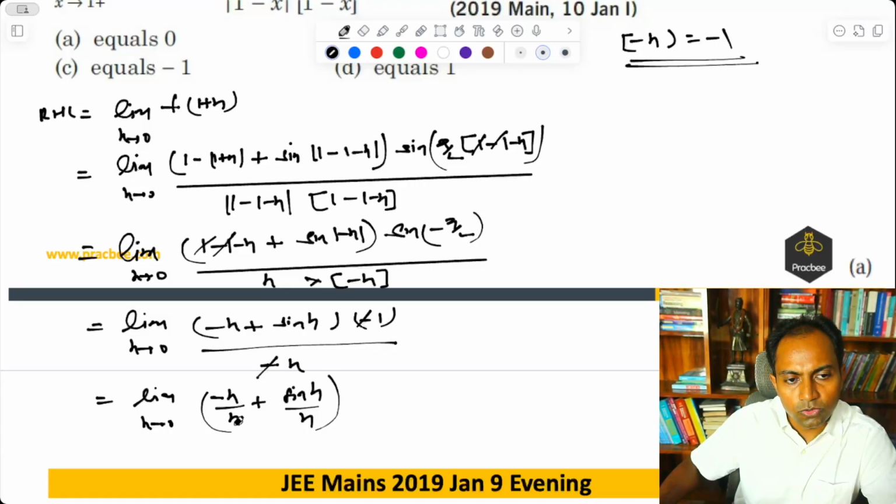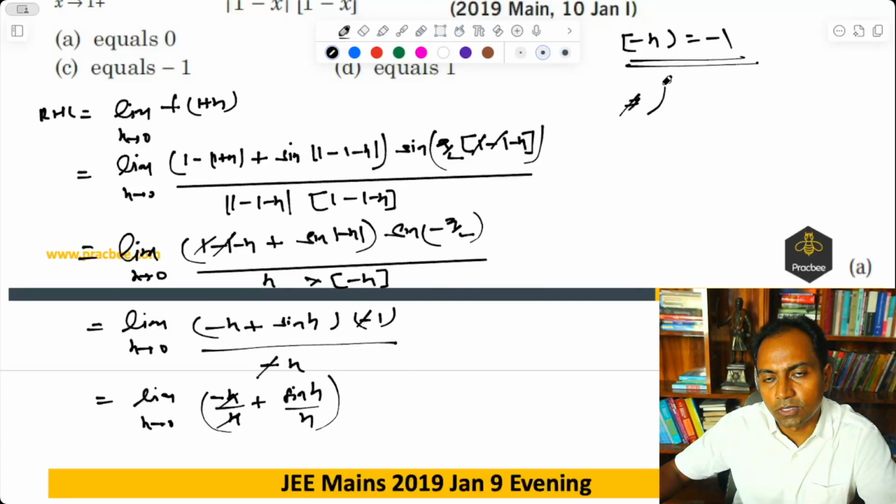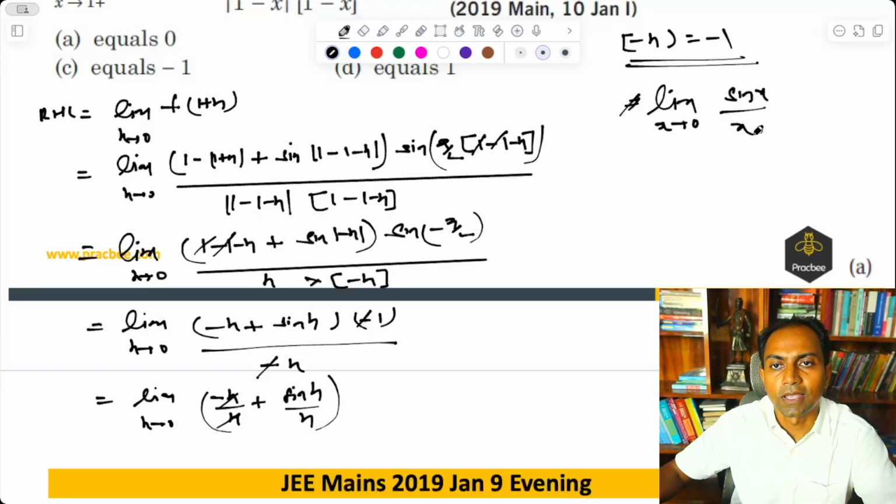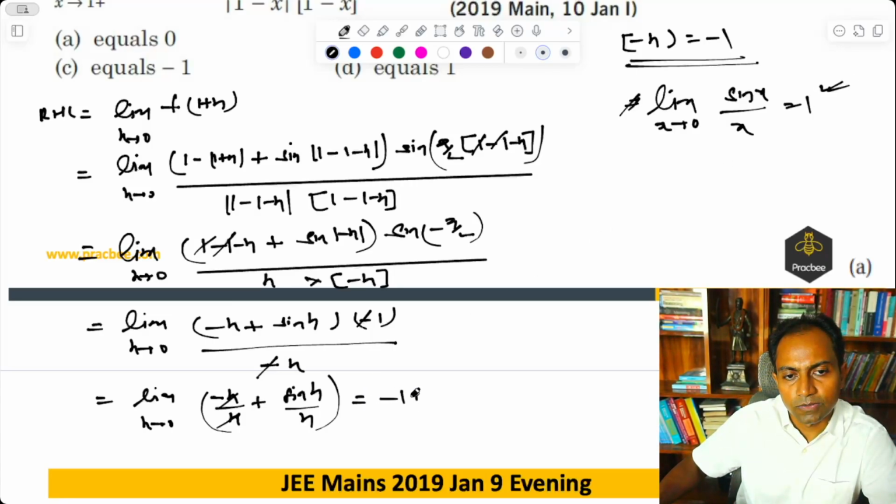Now here, in order to solve this question, this is fine. But for finding sine h by h, you should know this result. And this ultimately we are going to look into it: when x tends to 0, sine x by x will be equal to 1. So we can use this result directly. The first part becomes minus 1, second becomes plus 1, answer becomes 0.